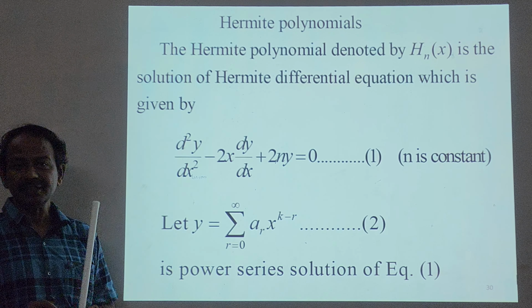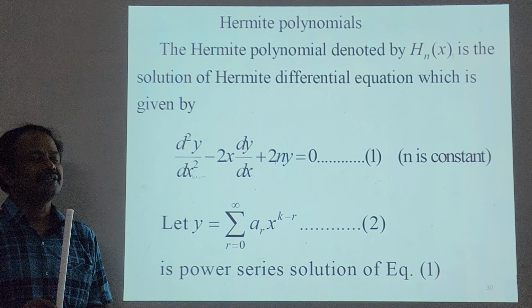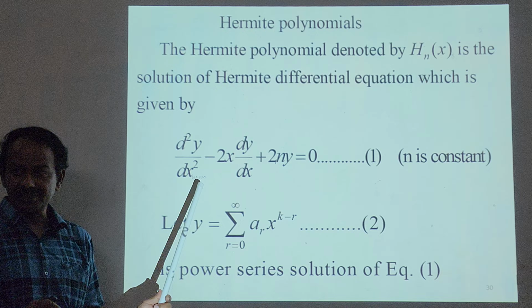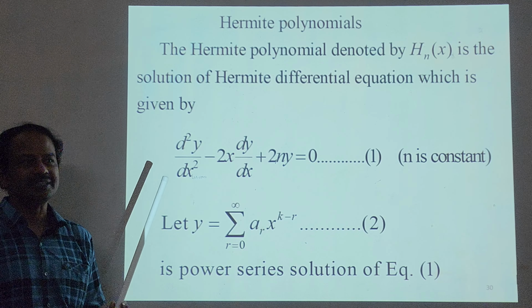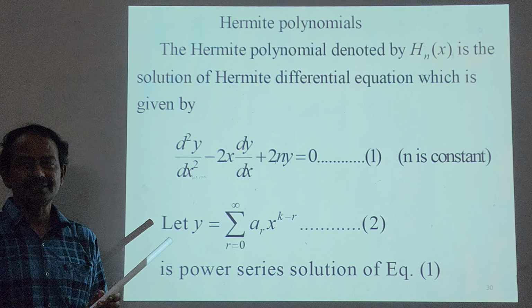The solutions are nothing but Hermite polynomials, especially when you are going to have the concept of the linear harmonic oscillator in quantum physics. In the linear harmonic oscillator, the differential equation is exactly of this type. The solution is nothing but Hermite polynomials. We'll be studying the linear harmonic oscillator in the next semester. So we'll discuss now the Hermite polynomials.